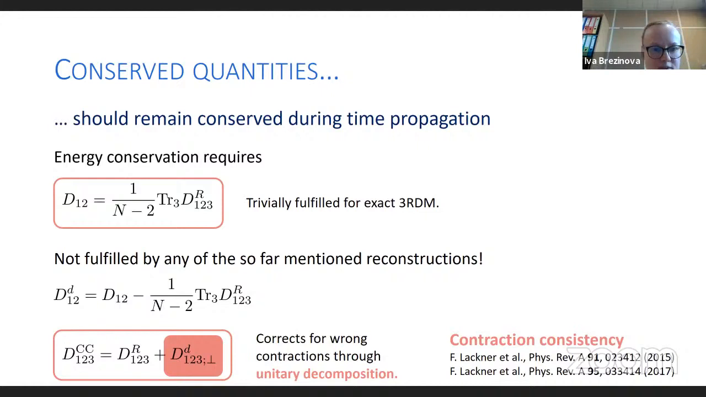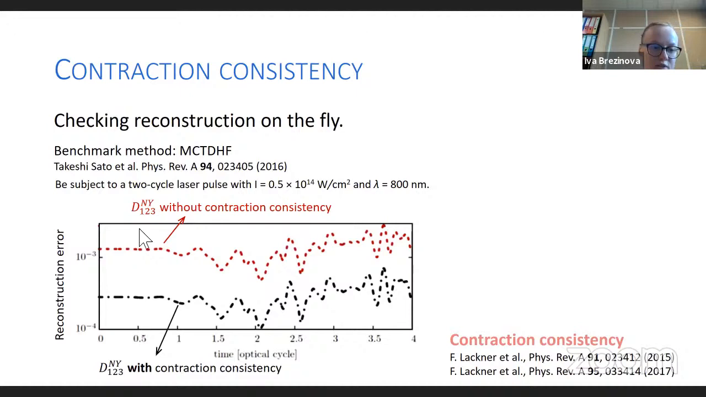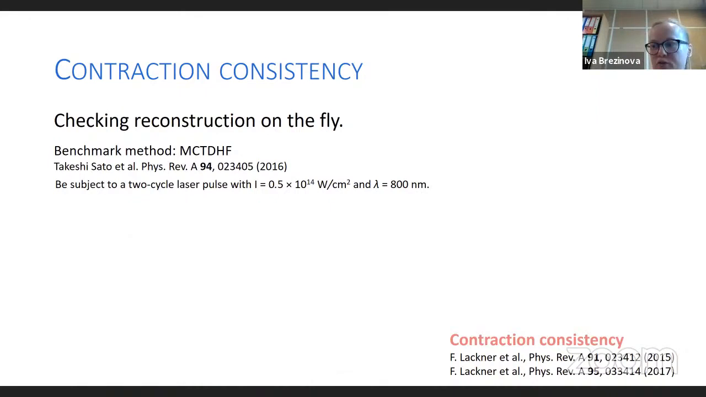So for that, we use as a benchmark method MCTDHF, and we have propagated beryllium in a quite strong laser field driven by an IR laser field of quite high intensity. And what we do here is just to benchmark how important contraction consistency is for this reconstruction. We calculate in parallel MCTDHF, and for each time step, we compute the correct three-particle reduced density matrix and the reconstructed one, including this contraction consistency. And just look at the reconstruction error. So the difference between the full three-particle reduced density matrix and the reconstructed one.